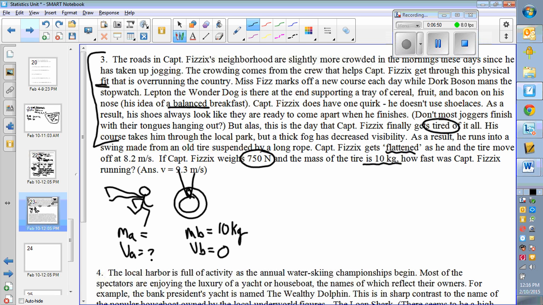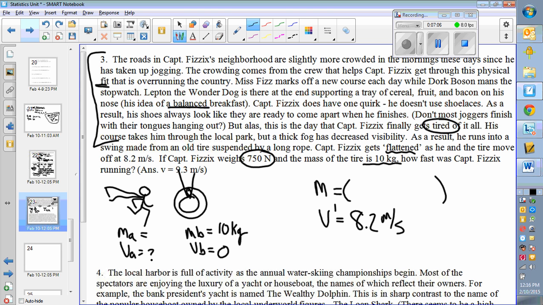Afterwards, they stick together and move off as one mass and one speed. The speed is 8.2 meters per second. The mass we're about to work out.